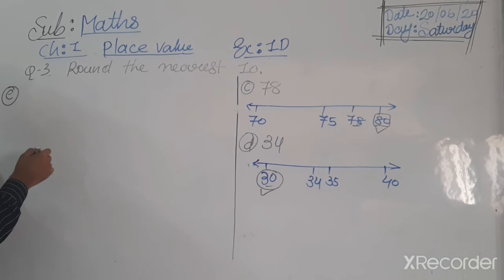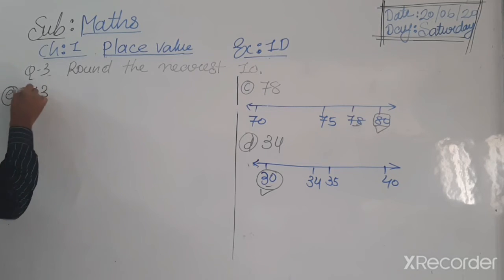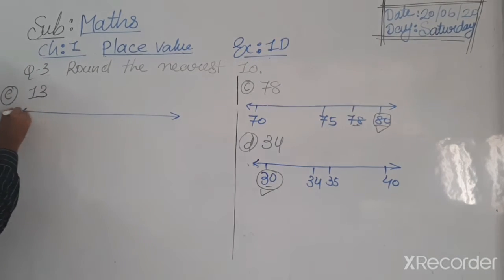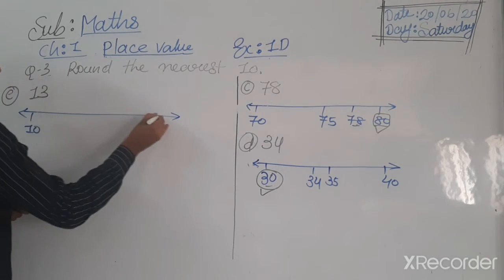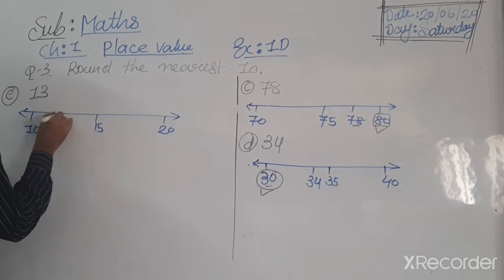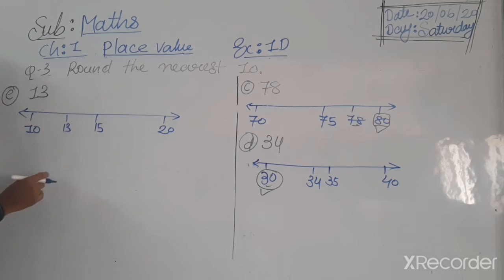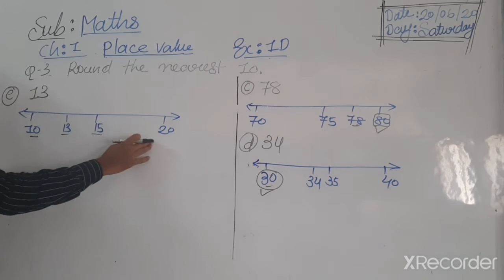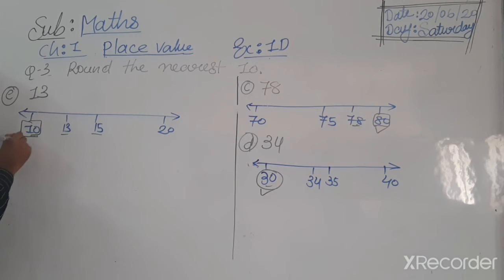Question E is 30. Now we draw the number line with 10 and 20, and 30 comes in between. Which tens is nearest, 10 or 20? 10. Okay, so now the answer is 10.